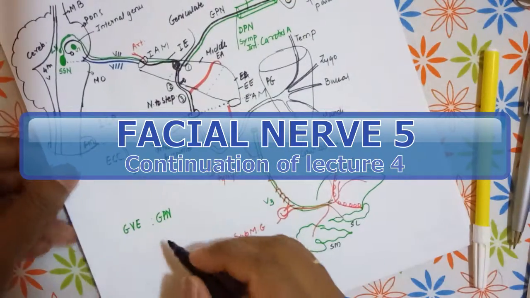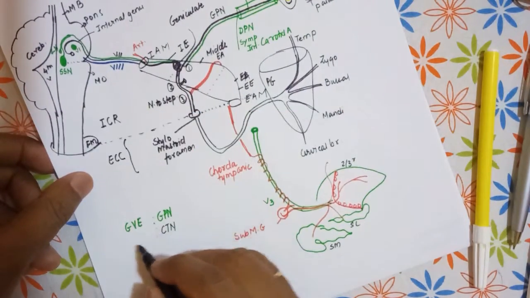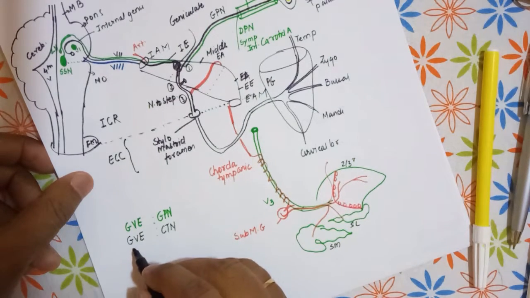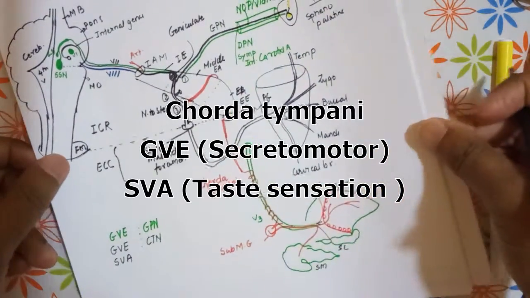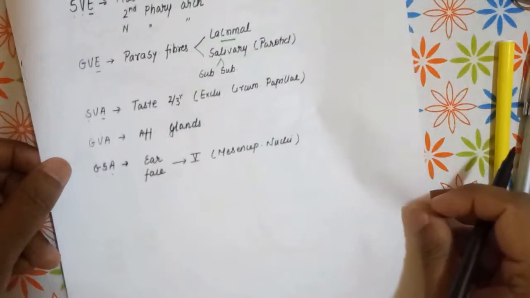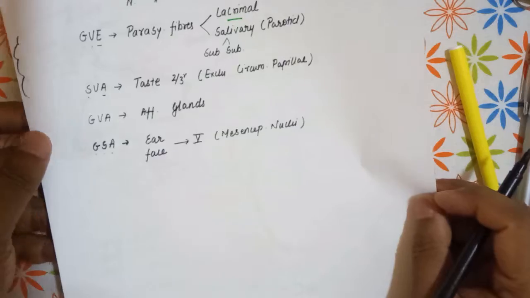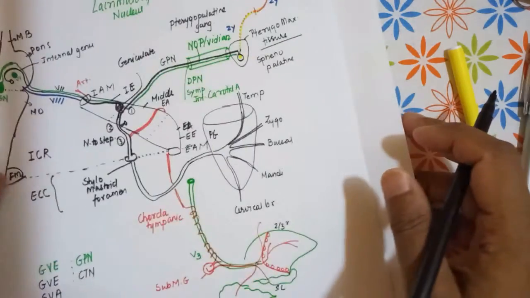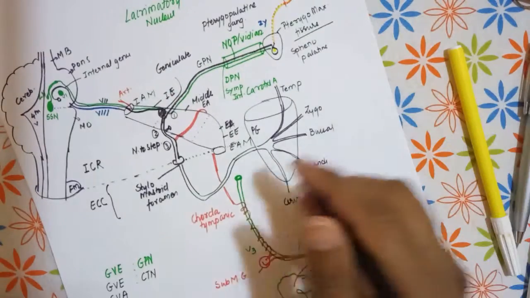My chorda tympani nerve has two functions, general visceral efferent and special visceral afferent. So if you remember, the special visceral afferent is the taste fiber coming from the anterior two-thirds of the tongue, except the circumvallate papillae. Now let us go further.